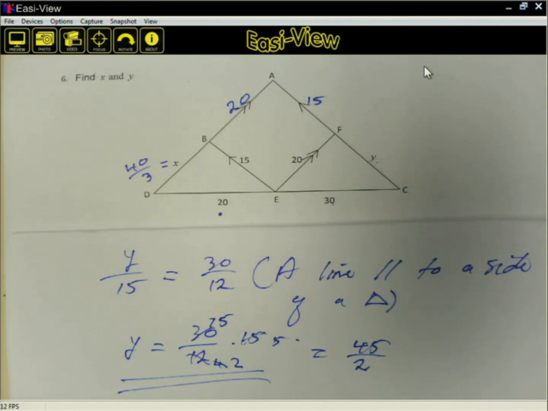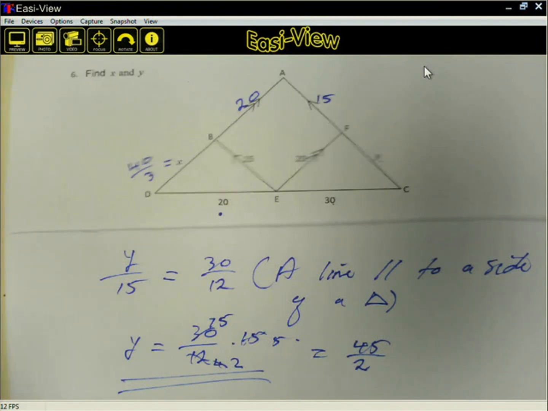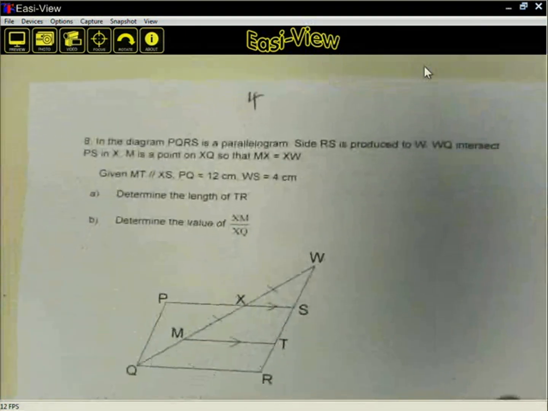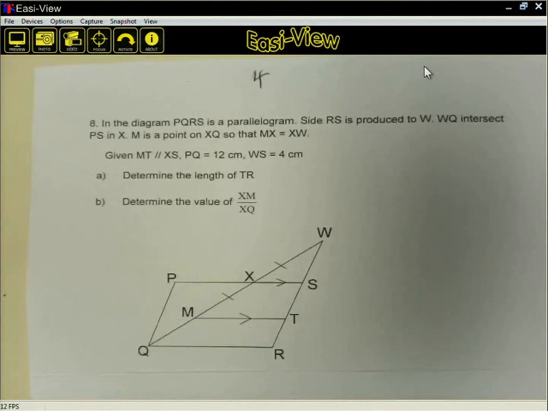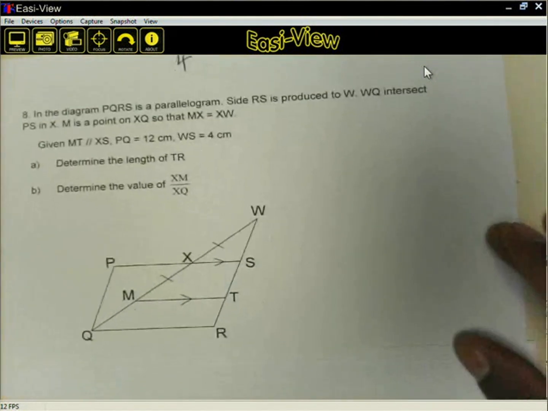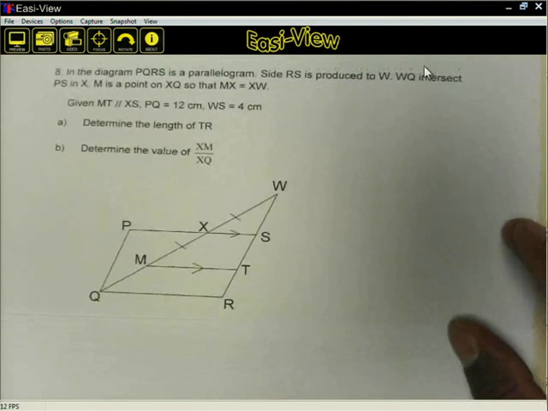Let me give you another example similar to this one, because it also requires the application of the proportionality theorem. Let me give you another exercise. Here is the other exercise on proportionality.